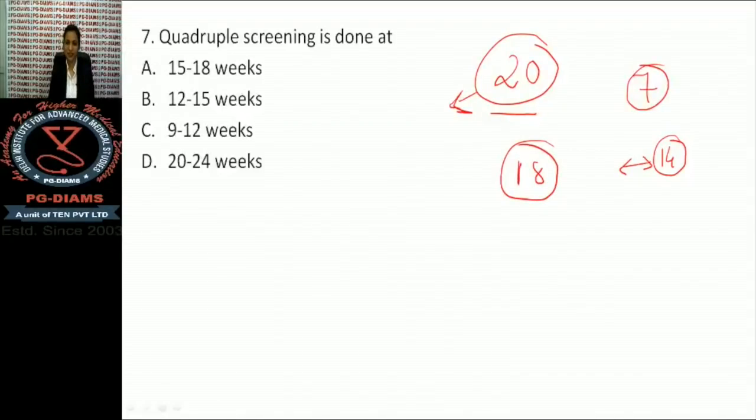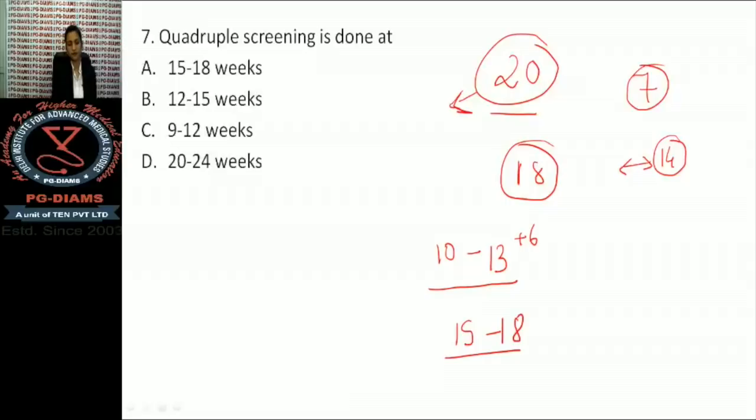Now in this, we divide the prenatal screenings into first trimester screening and second trimester screening. The first trimester screenings are done with the NT scan, as I told you in the previous answer, at 10 to 13 plus 6 weeks. This is the time you do first trimester screening, not before this. And the second trimester screenings are usually done at 15 to 18 weeks.